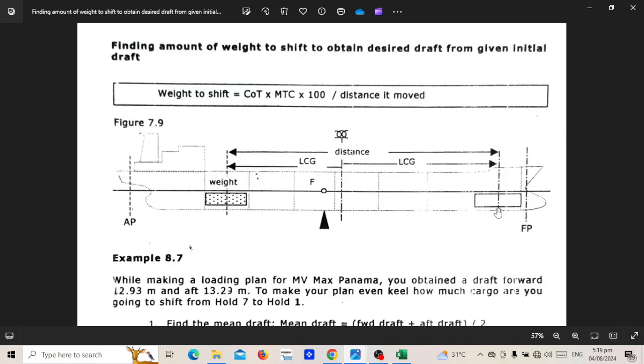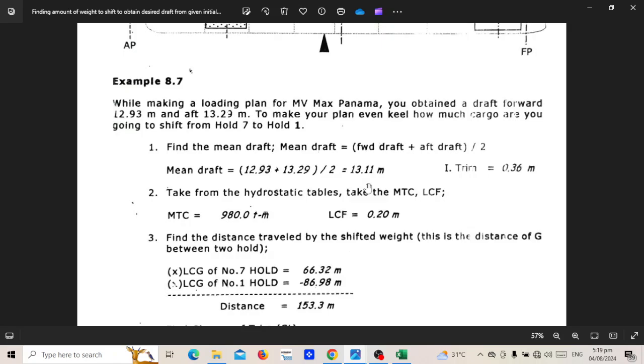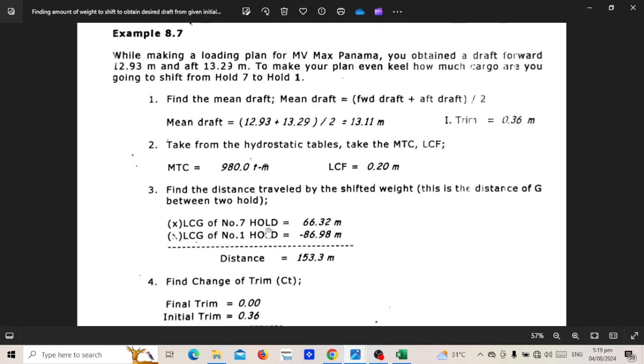From the center of hole number 1 to the center of hole number 7, this is your total distance. So from the center of hole number 7 going to the center of hole number 1, that will be your distance. Okay, so you just get the LCG of hole number 1, and the hole number 7 is 66.32.